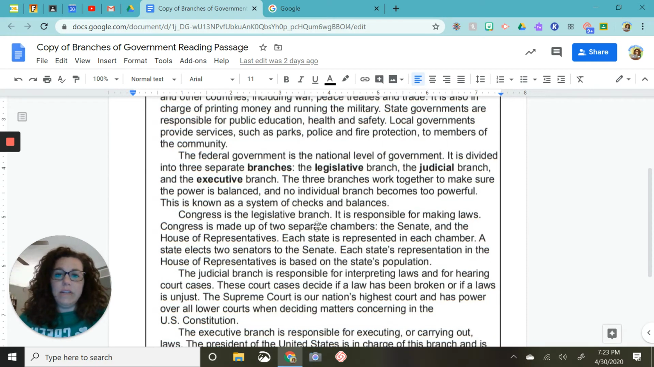Congress is the legislative branch. It is responsible for making laws. Congress is made up of 2 separate chambers, the Senate and the House of Representatives. This is also a review from 4th grade.